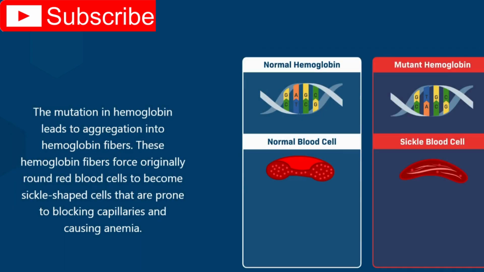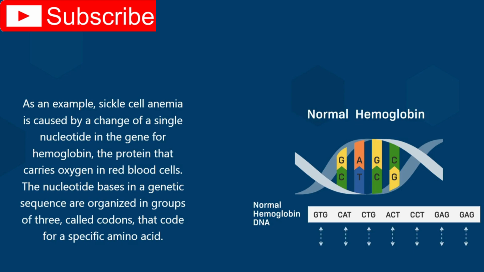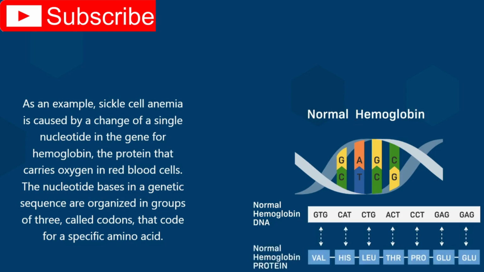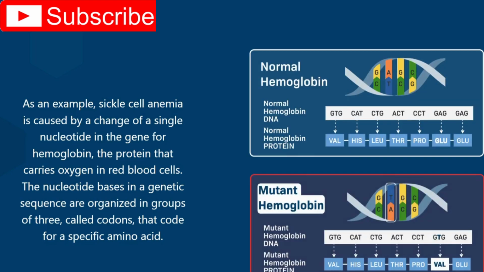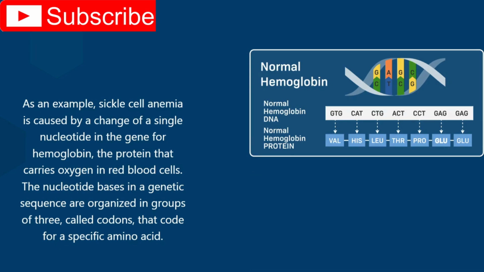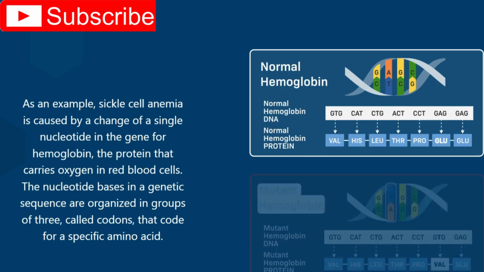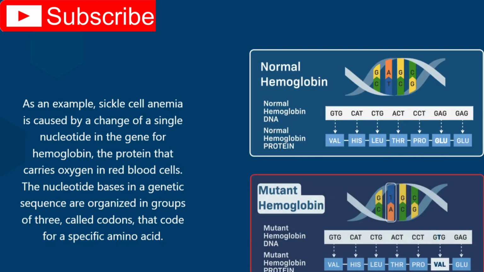In the normal hemoglobin molecule, there is the GLU amino acid, while in the case of mutant hemoglobin, there is the VAL amino acid. So, there is a major, clear difference between the normal and the mutant hemoglobin. It's all due to the presence of a base which has been replaced or mutated.